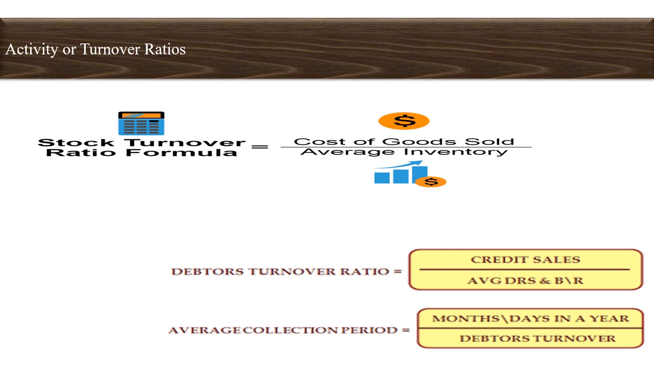And the next one, average collection period. The formula is months or days in a year divided by debtors turnover ratio.